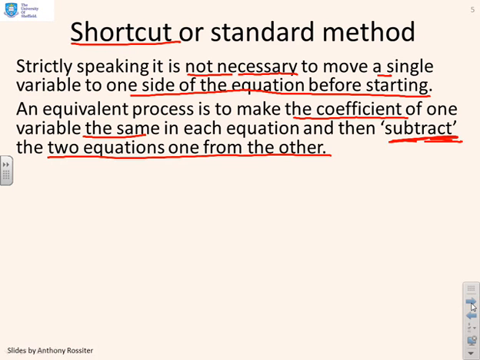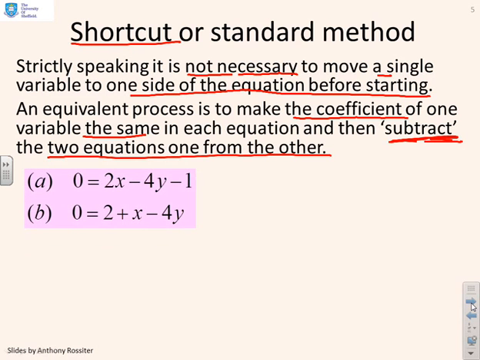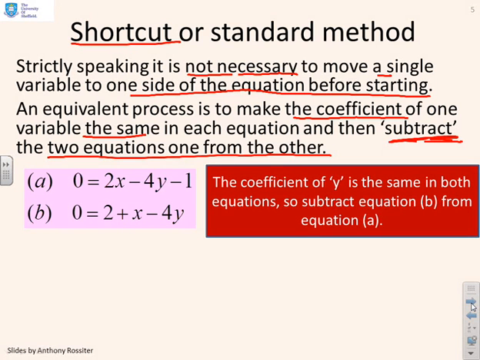Now that might look very different to you, but what we're going to show you is in fact an identical procedure to the one we've already been using. So here's an example. We've got 0 equals 2x minus 4y minus 1, 0 equals 2 plus x minus 4y, and you will notice this is the same example as on the previous slide. The first step is to make the coefficient of one of the variables the same in both equations, and in this particular case you can see we've got a minus 4y in both, and therefore this is already done. The next step is to subtract one equation from the other.